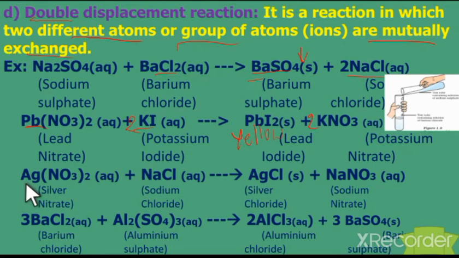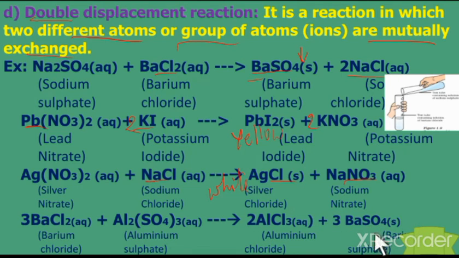Third one, when silver nitrate is treated with sodium chloride, it forms silver chloride plus sodium nitrate. In this case also, the silver nitrate and the sodium chloride both are colorless aqueous solutions. When those are mixed, it immediately forms the white color precipitate of silver chloride and the colorless solution of sodium nitrate. The last example, when barium chloride is treated with aluminum sulfate, it forms aluminum chloride plus barium sulfate.